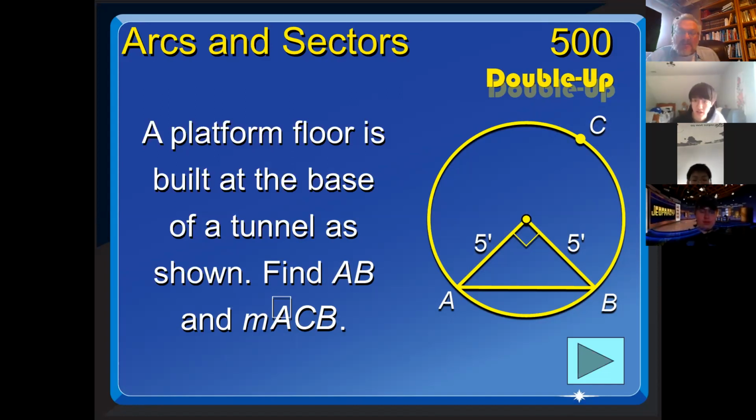He means the measure of AB, right? And the measure of arc ACB. Right, so segment AB, which is the hypotenuse of that triangle, and arc ACB. So AB is 5 square root 2, and the measure of arc ACB is 270. Well, no, they're asking for the angle. No, I'm sorry, they're asking for the arc. Yeah, you're right, the arc. That's what I got too. So the arc is 270? Yeah, that's what I got for the arc.